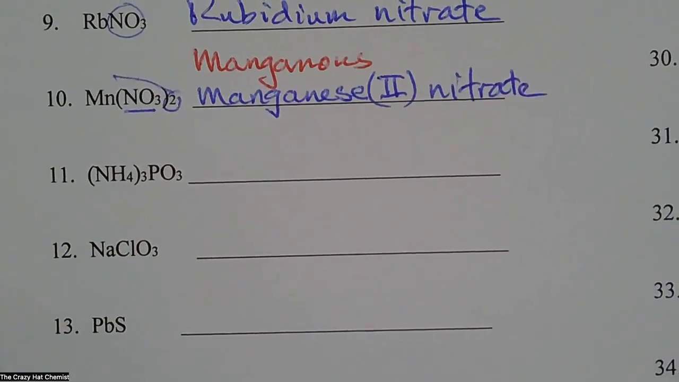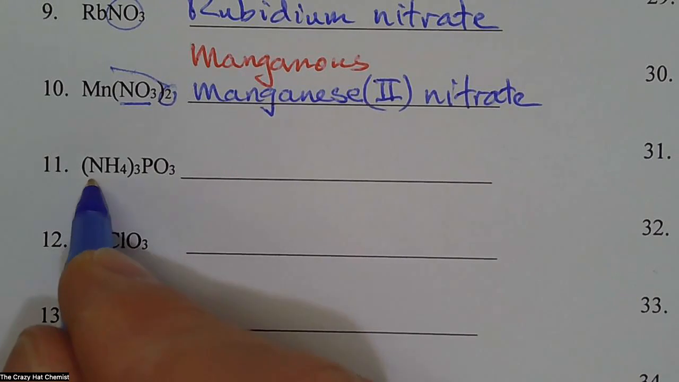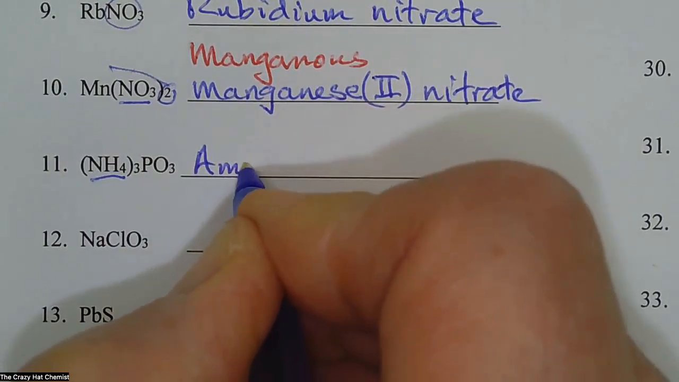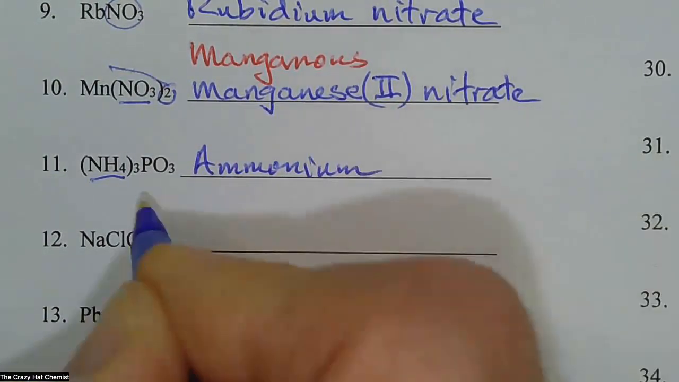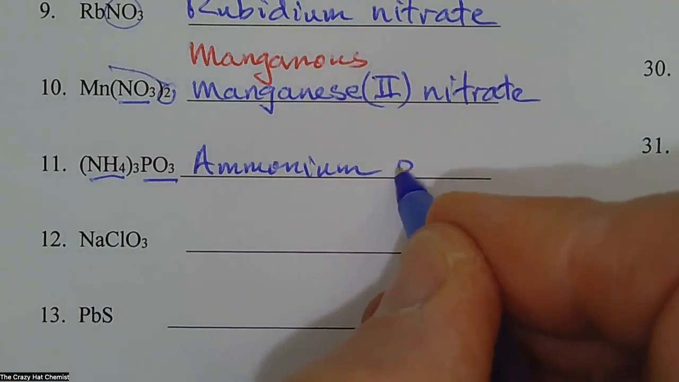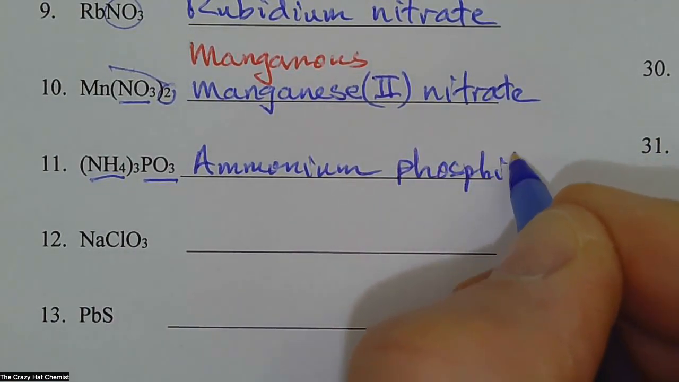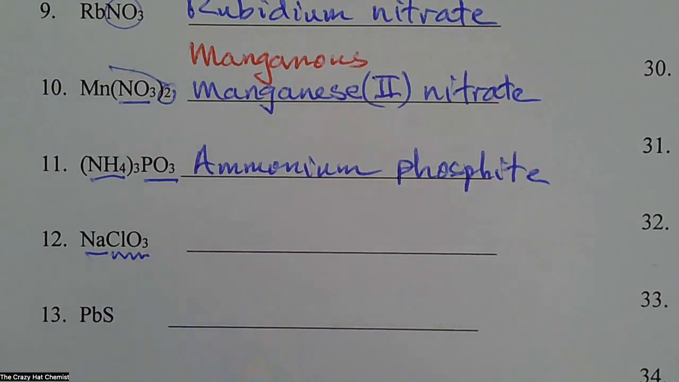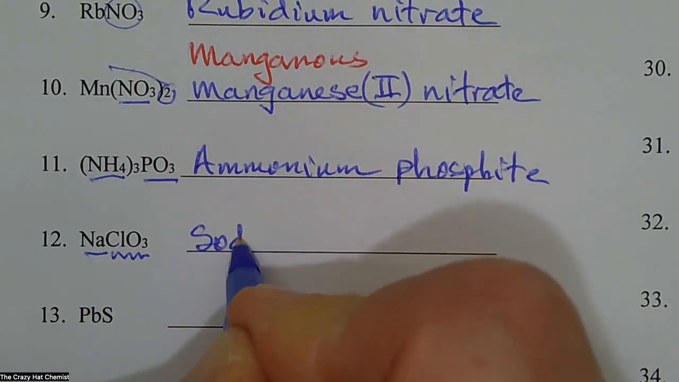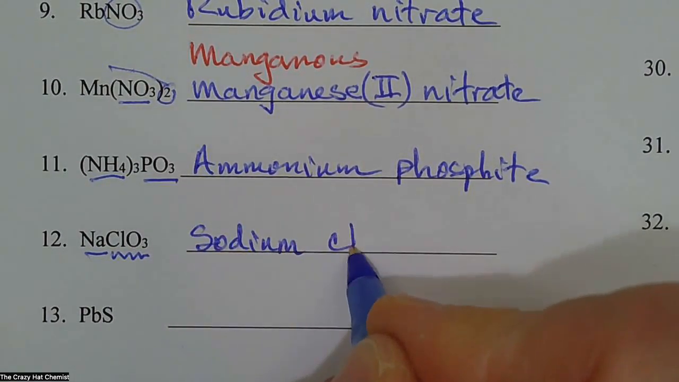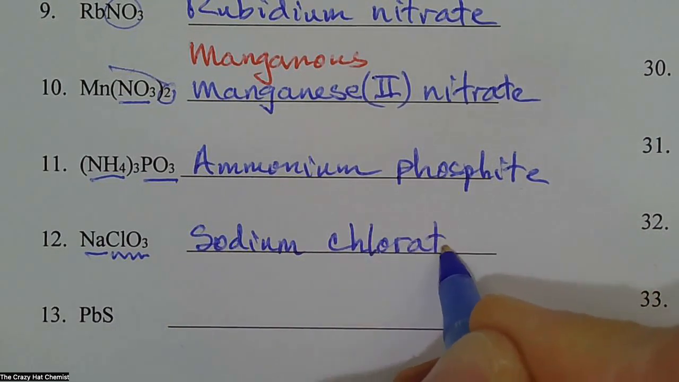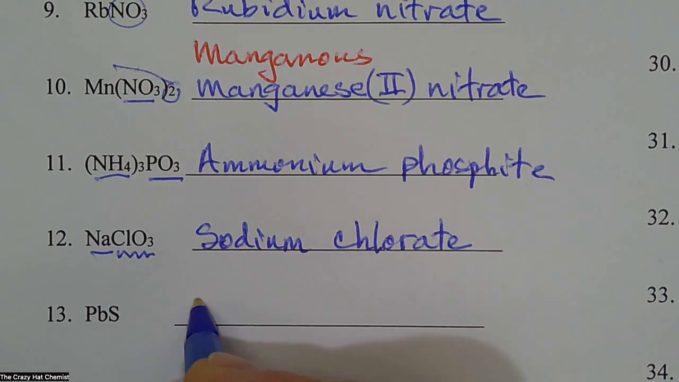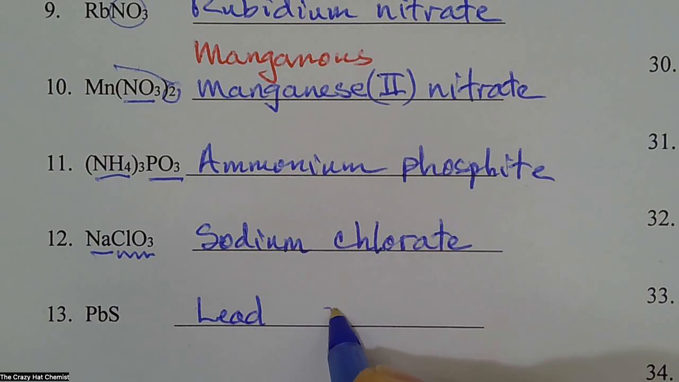Sliding this up a little bit here. Okie doke. All right, so this is the only polyatomic cation there is. That's the ammonium ion, so it's ammonium. And this is a polyatomic ion, and that is phosphite. Okay, pretty simple. This is sodium and chlorate. That's a polyatomic ion. Sodium chlorate. And then this one here is lead and sulfide. Lead sulfide.